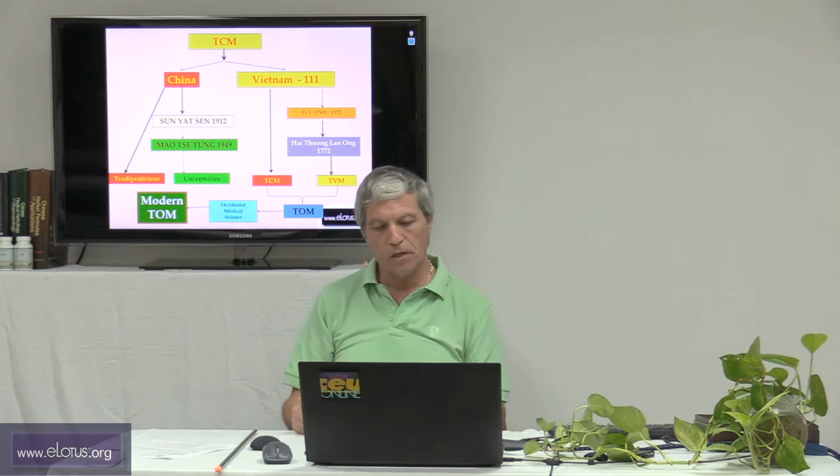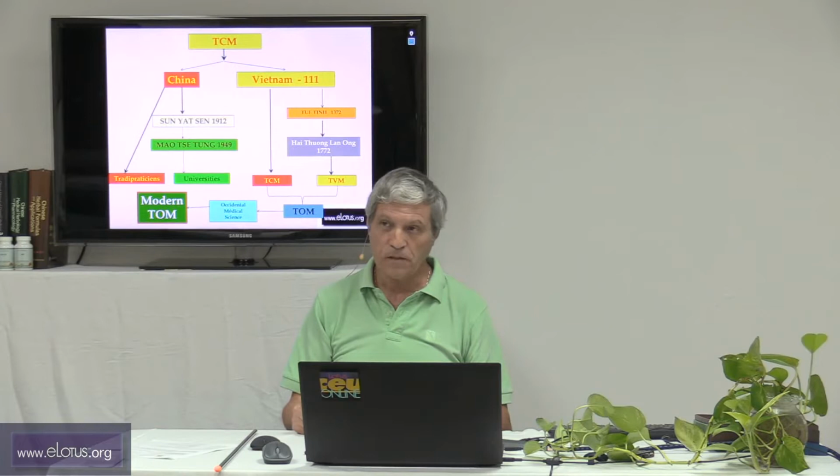In the story of China, we have to know that in 1912, the first president of China, Sun Yat-sen, was a modern medicine doctor. And he wanted to impose modern medicine, so he wanted to destroy Chinese traditional medicine.